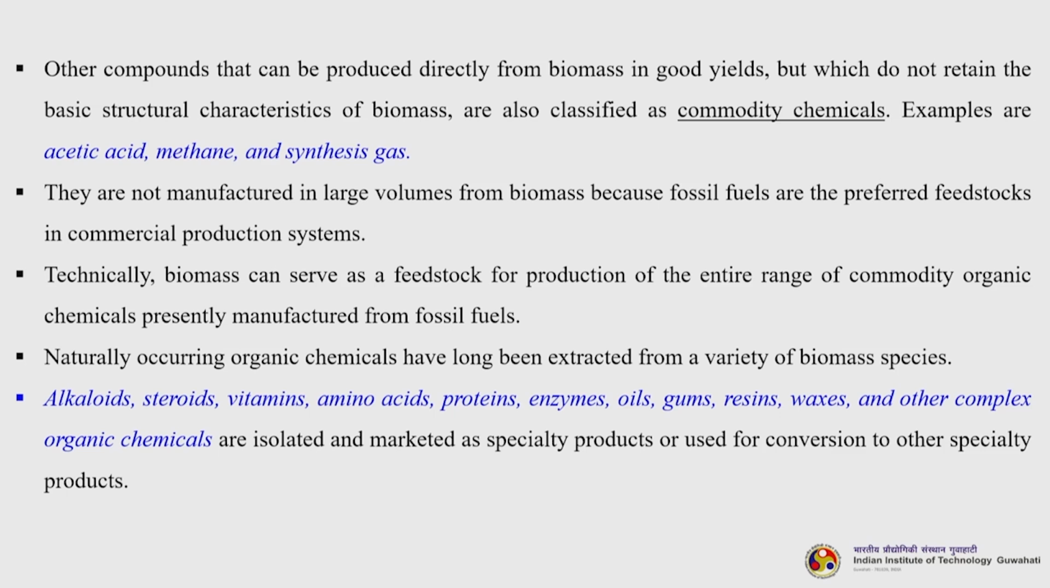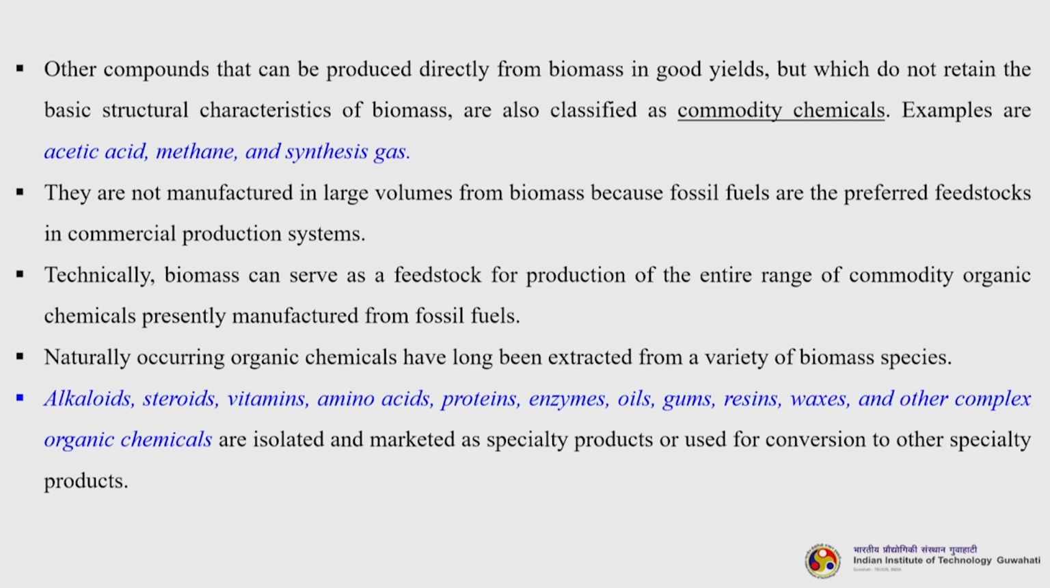Examples are many, as I told you in the beginning of the class. Some of the major important ones are acetic acid, methane and synthesis gas. Now, they are not manufactured in large volume from biomass because fossil fuels are the preferred feedstocks in commercial production systems. But as you know, fossil fuel is depleting and there is a need to look for alternate fuels and, of course, a route for producing even commodity chemicals. So, biomass has taken center stage of research for almost 20 to 30 years.